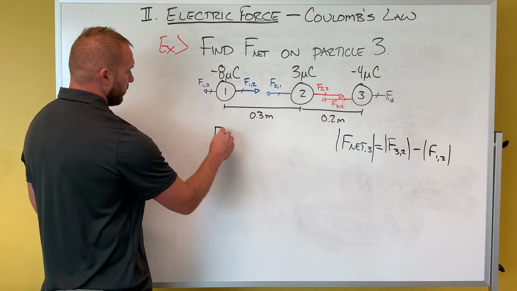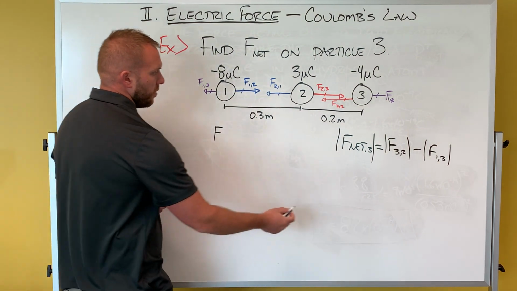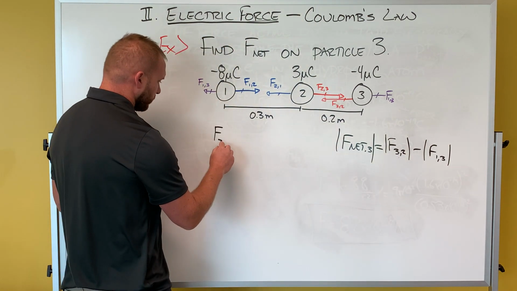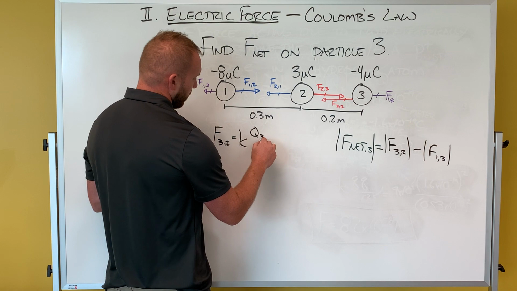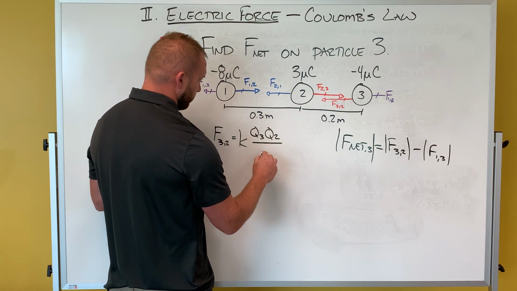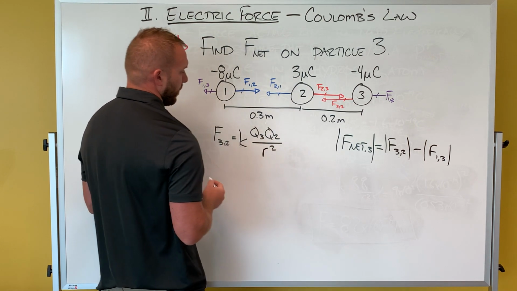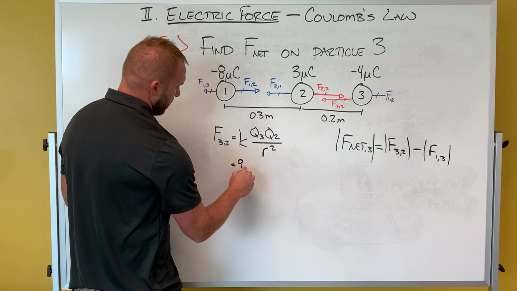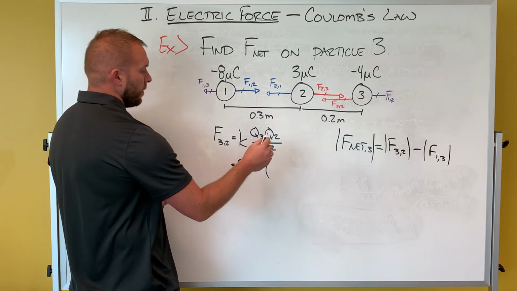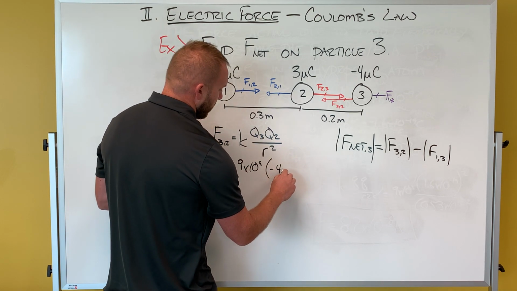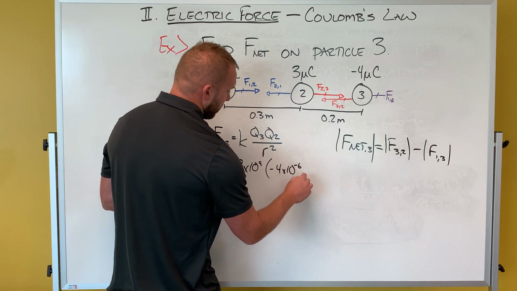So I'm going to plug each of those in, and I'll just do the first one for you here. We'll do F32. K, Q3, Q2 over R squared. 9 times 10 to the 9. Q3 is negative 4 times 10 to the negative 6 coulombs.